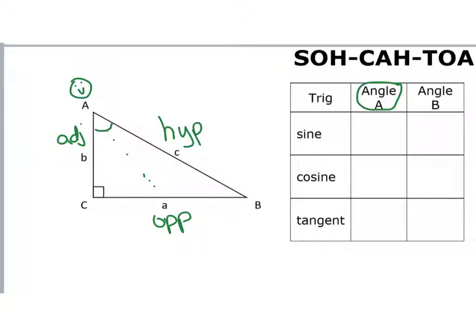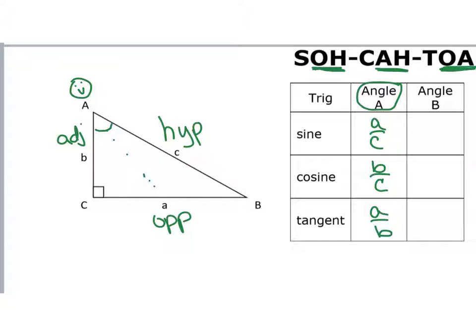Sine, remember, so opposite over hypotenuse. What'd you say opposite was? A, and the hypotenuse is C, so the ratio is A over C. Cosine, adjacent over hypotenuse. What's adjacent? B over my hypotenuse, C. And then tangent is TOA, opposite over adjacent. What's opposite? A over B.